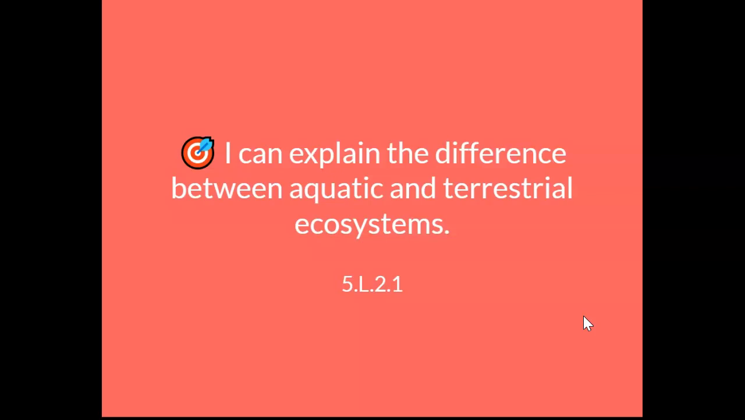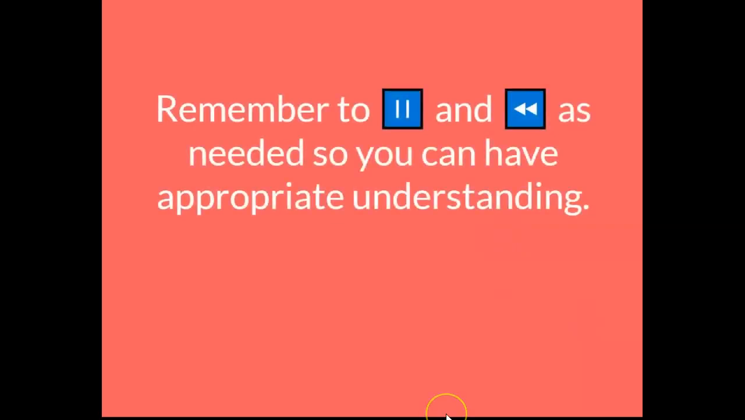So today we're going to dive deeper into those different types of ecosystems, today looking at the difference between aquatic and terrestrial ecosystems. Of course, make sure that you are pausing and rewinding as you need, so that way you can have appropriate understanding and be getting down these notes. I would definitely have the notes up as you are watching this video, and you can pause me as you go, so that way you make sure that you get everything down.